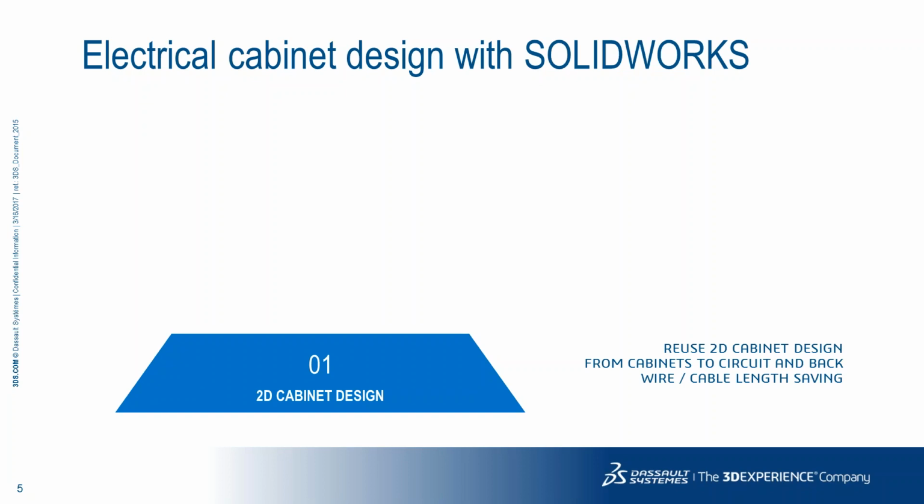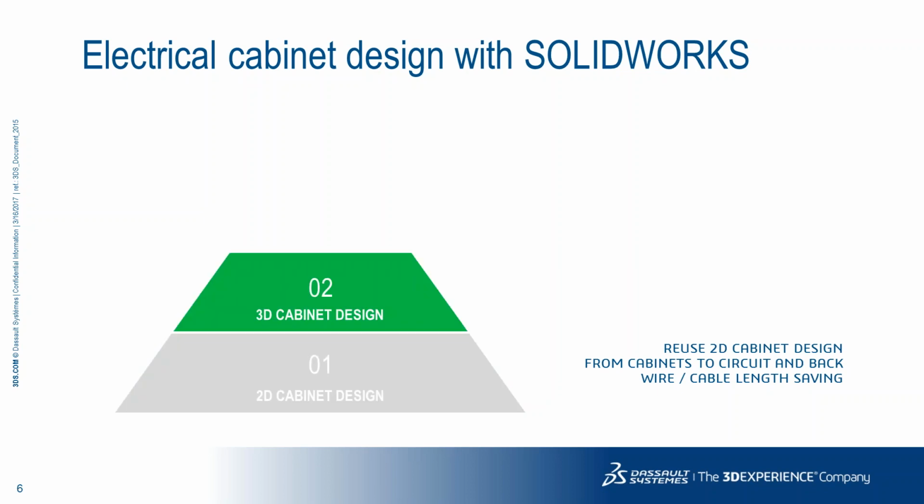We saw basically those 3 points: how to reuse the 2D cabinet design from a previously created project, how to design from the cabinet to the circuit, or from the circuit to the cabinet, so any change in either of these two drawing types will be automatically sent to the other, and how to optimize the connections to save wire length, basically through the optimization of wire connections.